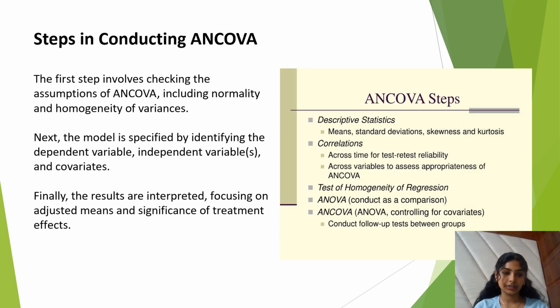Steps in conducting ANCOVA. The first step involves checking the assumptions of ANCOVA, including normality and homogeneity of variances. Next, the model is specified by identifying the dependent variable, independent variable, and covariates. Finally, the results are interpreted, focusing on adjusted means and significance of treatment effects.